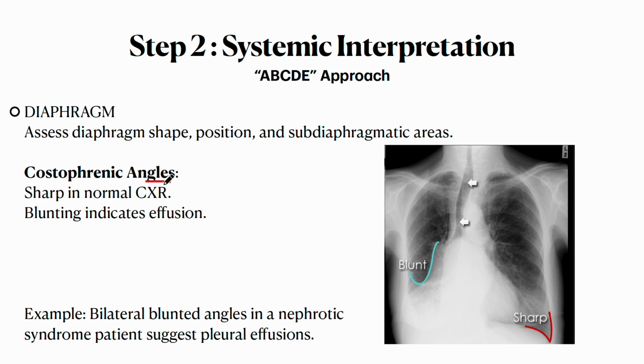Costophrenic angles are sharp in a normal X-ray. Blunting indicates effusion. We had talked earlier. This is sharp. This is blunting. In effusion cases, bilateral blunted angles in nephrotic syndrome patients suggest pleural effusions. It can cause bilateral blunting that can happen in nephrotic patients, right?